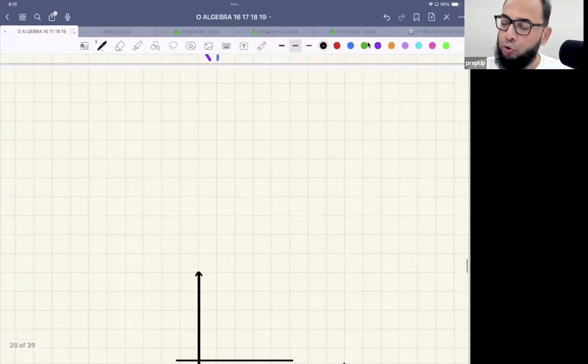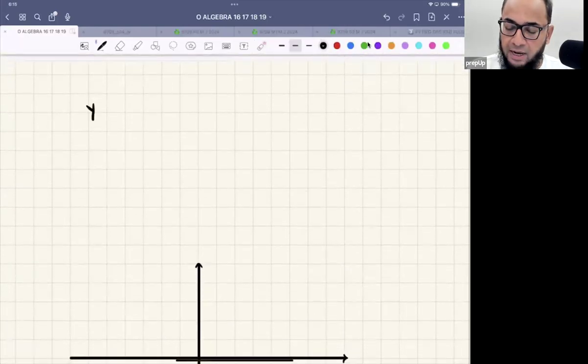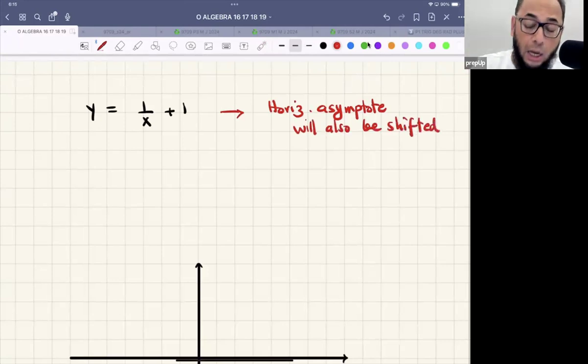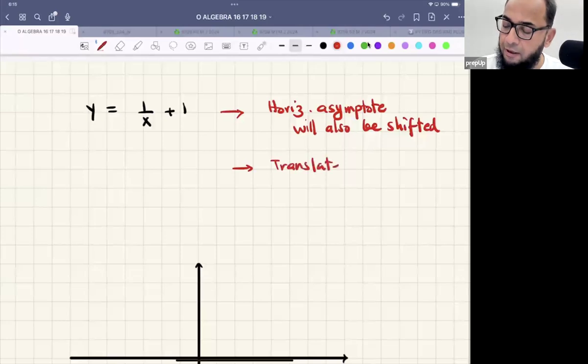So now if I want to draw the graph of y is equal to 1 over x plus 1, what will happen? First of all, the horizontal asymptote will be shifted. When will it shift or how will it shift? It will translate vertically up by 1 unit.